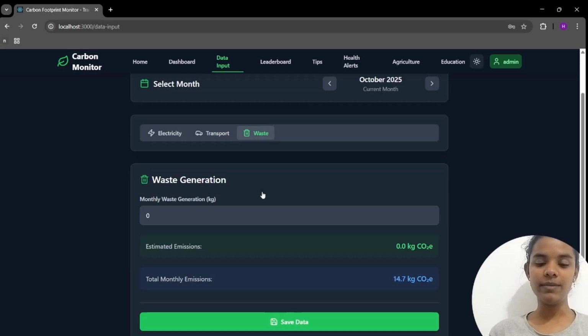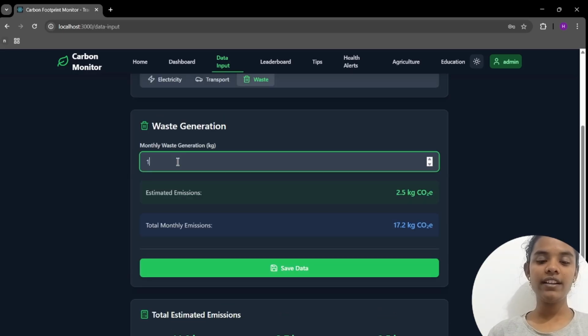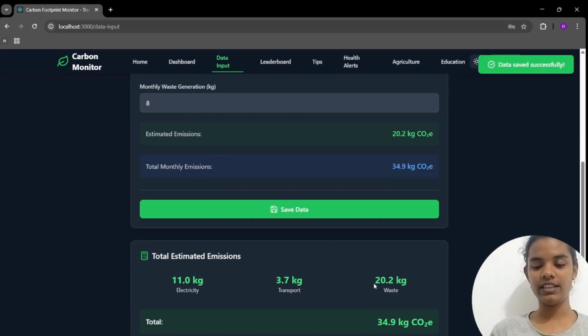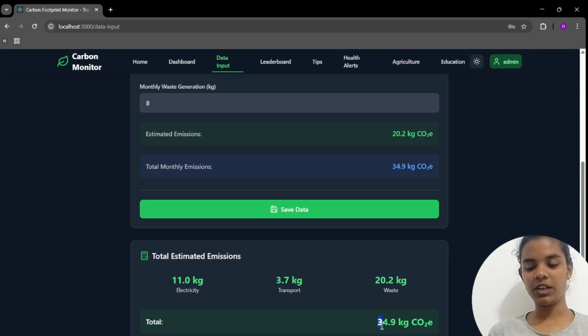Then we go to waste management. We have to add the waste we have generated in kilos. For example, I have generated 10 kg of waste per month. I save the data and you can see we have 20 kg of waste. The total for our month has become 34.9 kg of carbon emission.